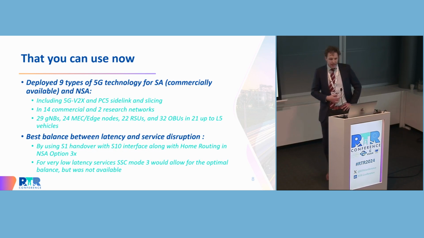We found the best balance between latency and service disruption by using the SN handover with the S10 interface, along with home routing in NSA option 3X. I'm not going to explain that. We have a lot of results there, but for very low latency services, we need SSC mode 3, which was not available. One thing to know here is that if you do an MNO handover, it's a cooperation between 2 organizations. And in October, we had a workshop for the 5G corridors projects, in which a person calculated there are some 240 border crossings, which means that if you have this inter-PLMN handover, you have a scalability issue, which has not been solved yet, but it has been marked as a recommendation to figure this out, because otherwise it's very hard to come to a solution that is usable everywhere.